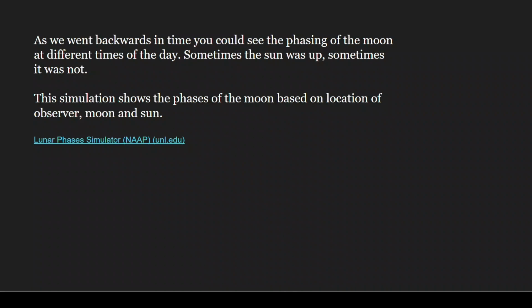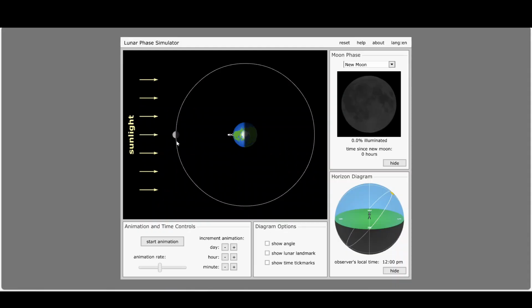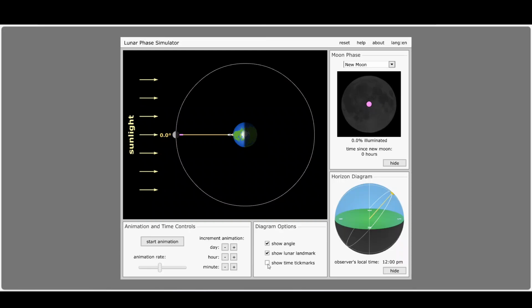Now, we can go through a simple simulation. This is a lunar phase simulator from NAP Labs. It is a very good resource for anybody. I'll start by checking each box, show the angle to the sun, show the lunar landmark right up here, and show the observer's time of day.